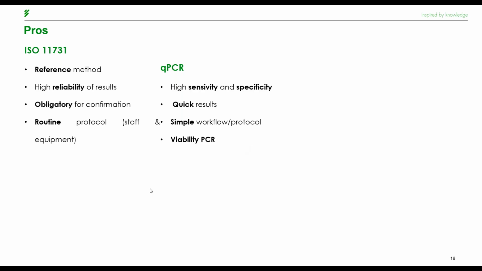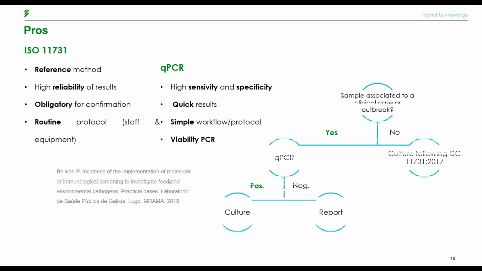A combined approach has then been proposed by Paloma Belver in Galicia's Public Health Laboratory to improve the lab work, because due to the low frequency of positives, interest arose in using PCR as an initial screening. Is the sample associated with a clinical case or outbreak? No, then you can continue with the ISO method without any time pressure. However, if you have a sample associated with a clinical case or that has health importance, you can proceed with a PCR.